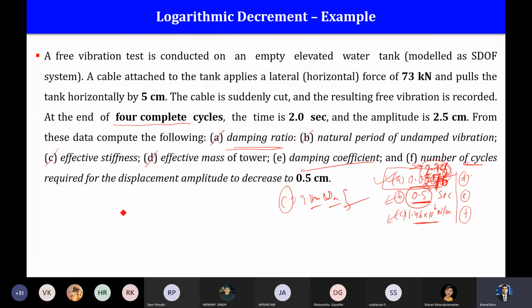That is, how many cycles are required to get the displacement to 0.5, right? So let's say 1 by n cycle, so zeta equals 1 by 2 pi n, approximately, and ln of 5 by 0.5. Whatever the unit, it doesn't matter because the same units cancel out. So once zeta is obtained from 1 by 2 pi n, you can find n. That's all. Any doubt here?